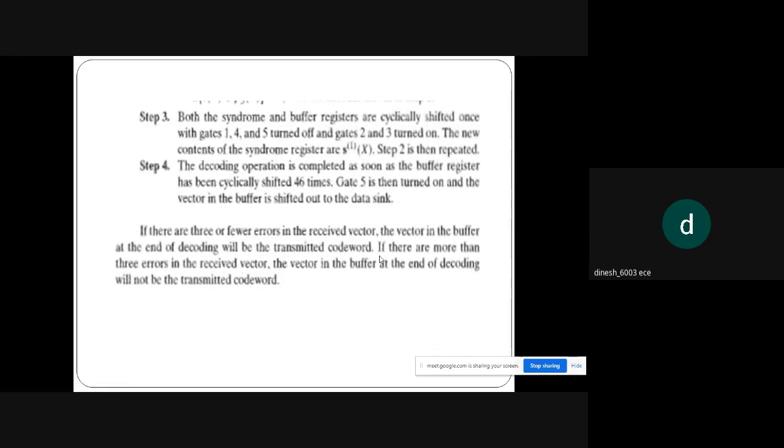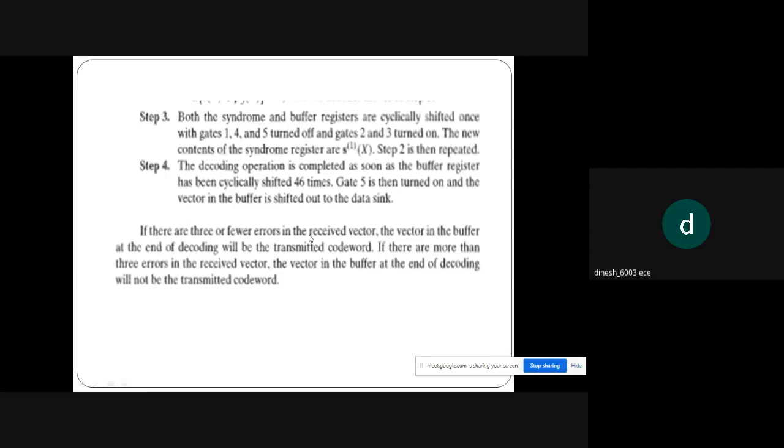Since both the syndrome and buffer registers are cyclic shifted once, gates 1, 4, 5 are turned off and gates 2, 3 are on. The new contents of this syndrome register will be S1 of X. And then step number 2 is repeated. And until the decode operation is completed, the buffer register will be shifted 46 times. Then gate 5 will be turned on and the vector in the buffer is shifted out to the data.